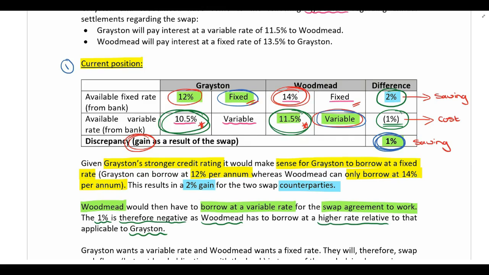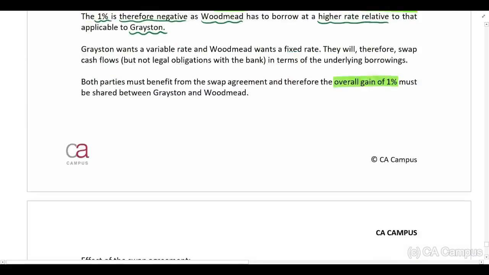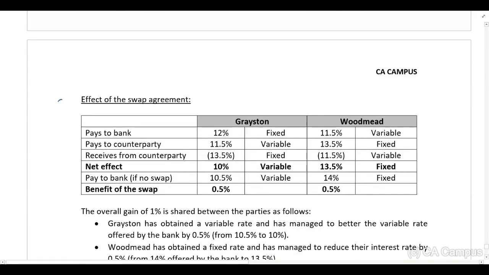Now what we need to do is determine how the counterparties are going to share this saving between the two of them. Both counterparties must benefit from this interest rate swap agreement. So they are going to share this 1% saving between the two of them. And that is then the next calculation that we are going to look at. How do they share that gain of 1%?